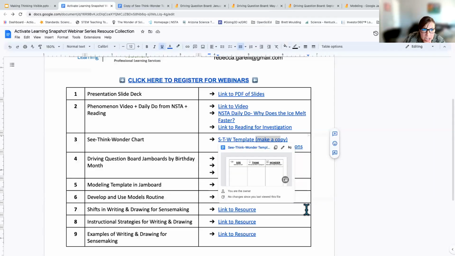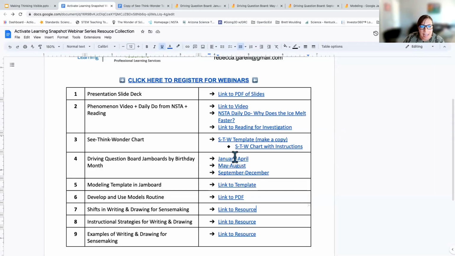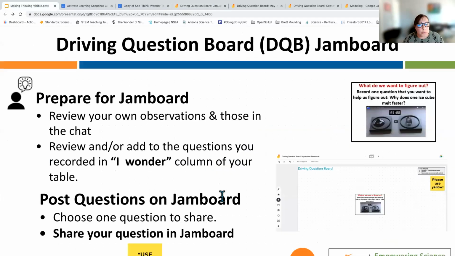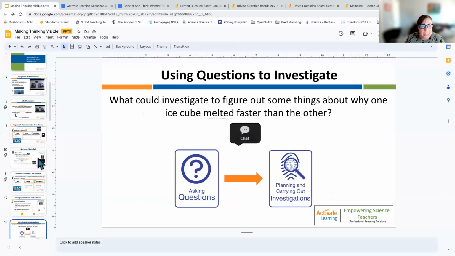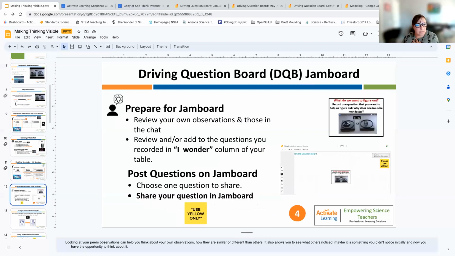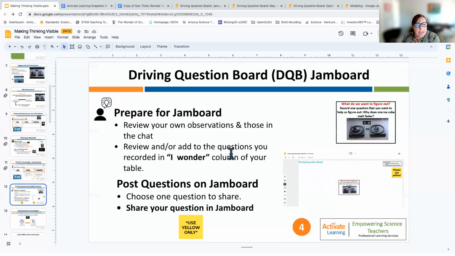I was anticipating quite a lot of people on this, so I got nervous and I made 3 different Jamboards. So if your birthday is in January through April, this is the one you're going to use. If your birthday is May through August, this is the one you're going to use, and September through December. And when you get here, what I'm asking you to do is to review the directions. Now that you've had time to think by yourself, we're going to prepare at least to share 1 question each.